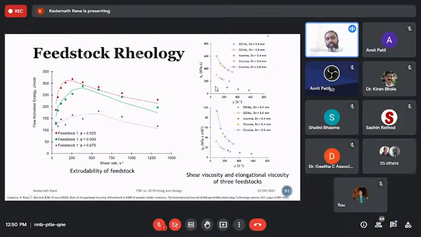Then we distinguished the shear viscosity and elongational viscosity. Again, it is a unique study, because most studies elsewhere consider only shear viscosity. When you consider only shear viscosity from the rheometer, if you apply the same combination of understanding and physics, you will not get a part deposited as per your needs. So elongational viscosity is very important in these studies.